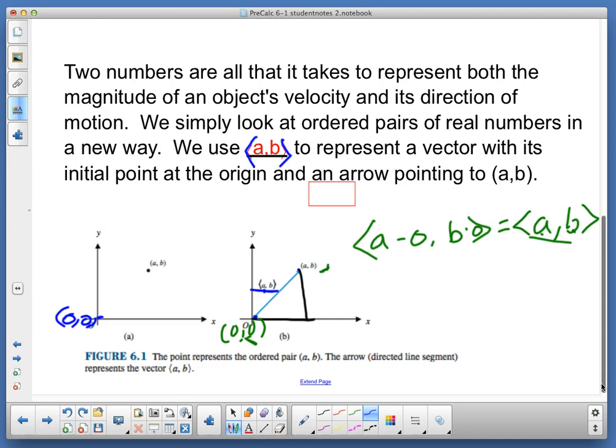To represent the vector, the initial point is at the origin and the arrow points to A, B. Now, the HMT rule is head minus tail. And people are like, what? Well, if the head is A, B and the tail is 0, 0, if you find their difference, the head of the vector first, the tail second, you'll find the distance between those 2 points, and that is your vector notation. The head minus tail rule takes coordinate points and translates them into vector values. Those vector values can be applied anywhere around the coordinate plane.